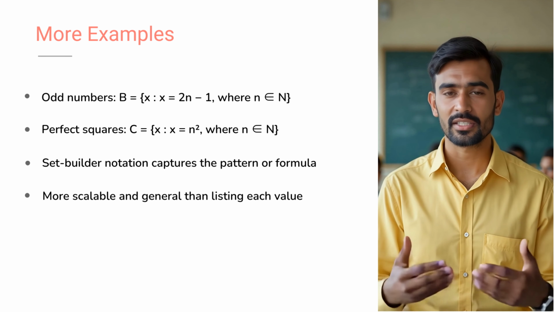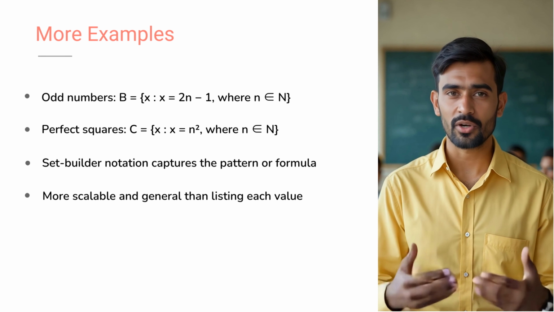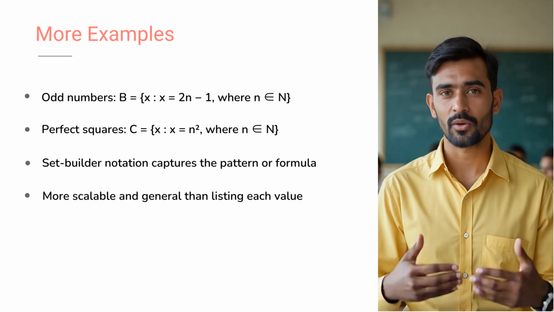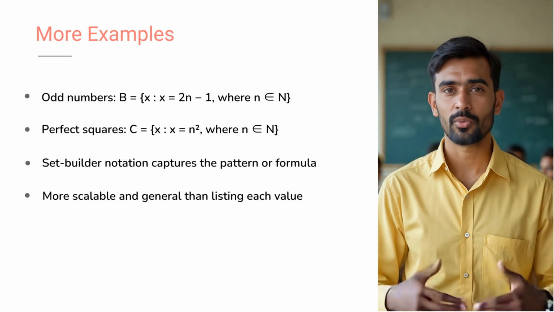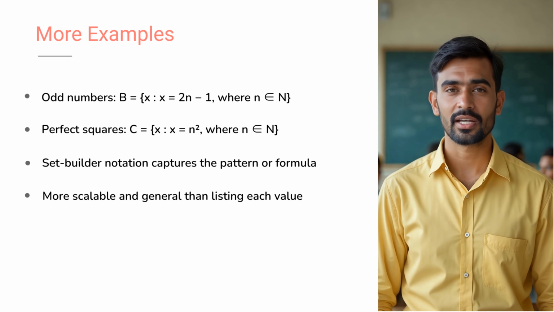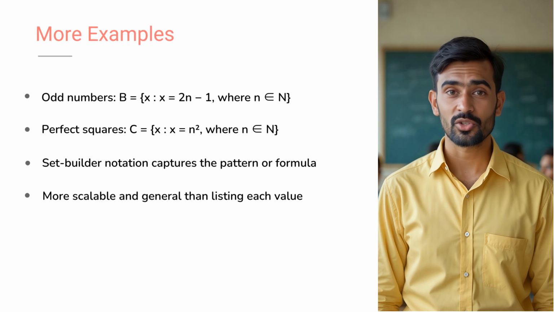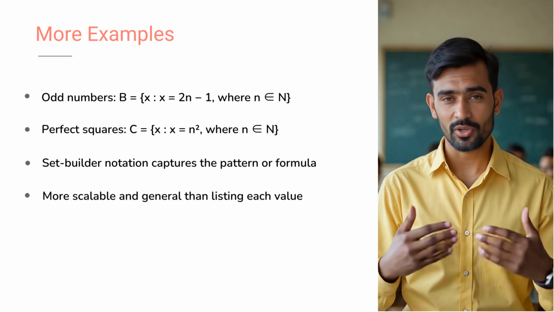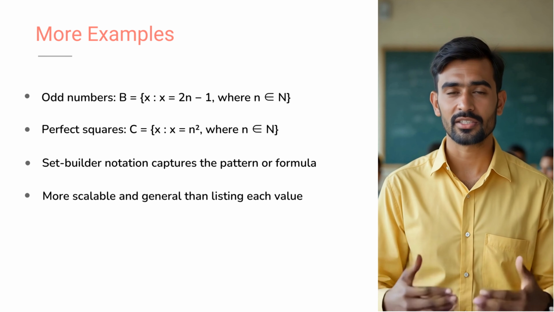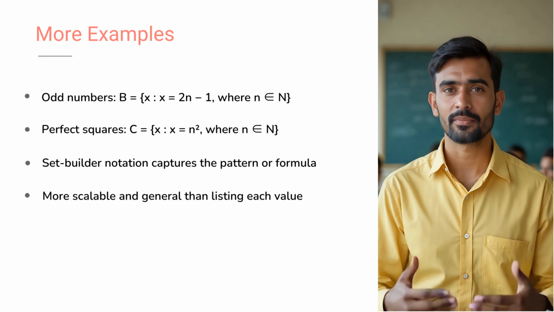Now, consider the set of perfect squares. C equals braces x such that x equals n squared, where n belongs to natural numbers. This defines numbers like 1, 4, 9, 16, and 25, all square numbers. The rule tells you how the elements are formed.